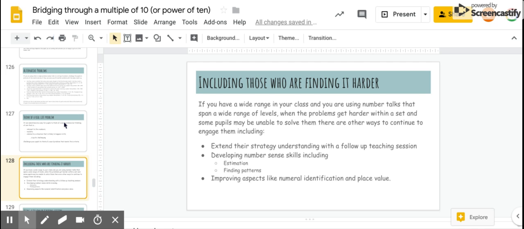Equally, there are ideas for including and engaging those who, at a certain point, are no longer able to solve the problems at the moment. There are vital skills in terms of estimation and number sense that could be developed without actually solving the problem completely. These pupils can therefore still be involved and engaged in meaningful ways.